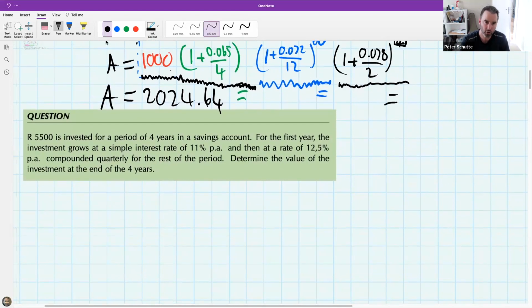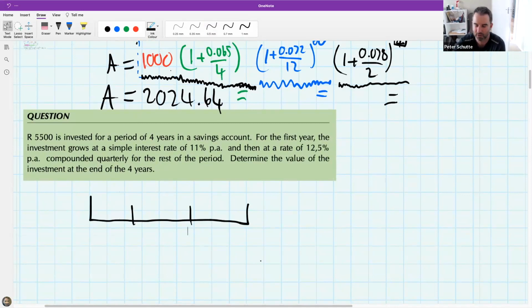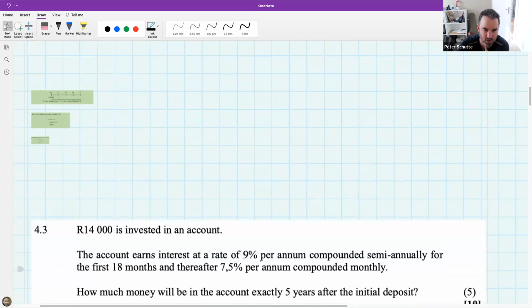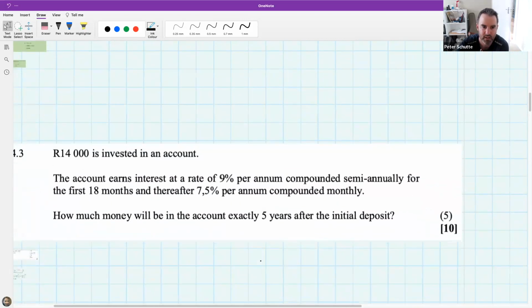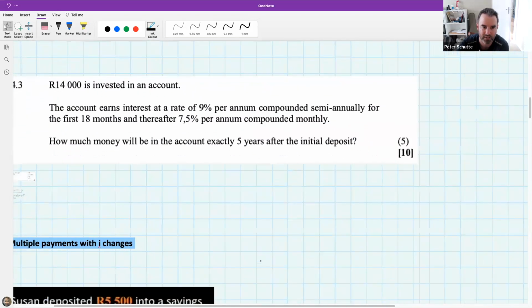So what I want you to do is just by yourself, I don't want you to do any calculations. I just want you to set up a timeline with however many points you need. And then I want you to try, this is sneaky. This has a simple intro, not sneaky, but okay, I'll come back to that one. Let's do this one from our past exam.